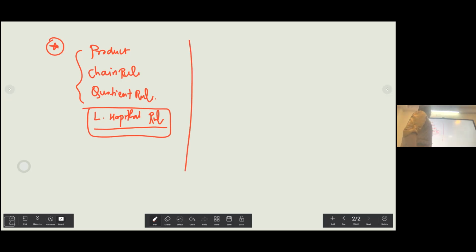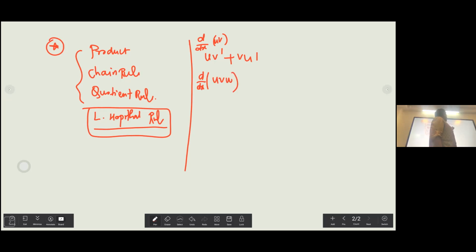Now, coming to the first thing, the product rule. The product rule is basically uv dash plus vu dash. This is the derivative of uv. So when you're talking about the derivative of the product of two functions, that's exactly what it is. The derivative of u times v is uv dash plus vu dash. And if there are three functions, like let's say the derivative of uvw, it's going to be uvw dash plus uv dash w plus u dash vw. If there are three functions, this is how you do the product rule.